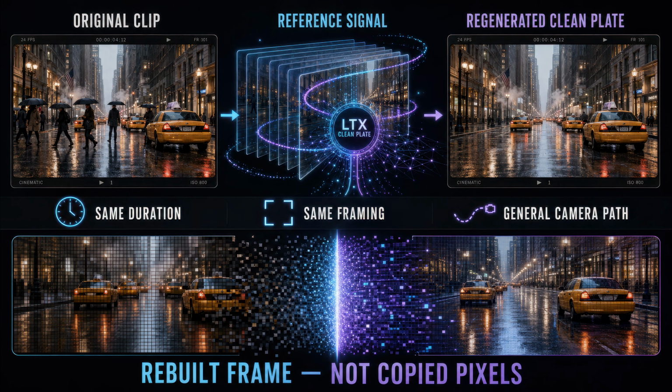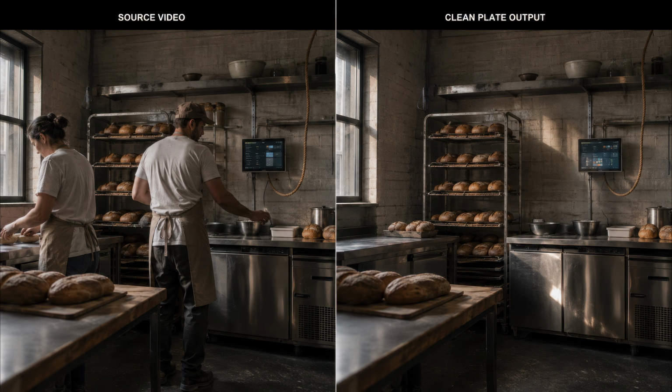Your original clip acts as the reference signal, and LTX regenerates the shot without the dynamic subjects. The output retains the same duration, framing, and general camera path, but the model rebuilds the entire frame instead of copying the untouched source pixels. This means it can create a believable background that never appeared in the original frames. However, small details may change. Text on a monitor, a loaf of bread, a rope, or a reflection may not look exactly the same afterward.